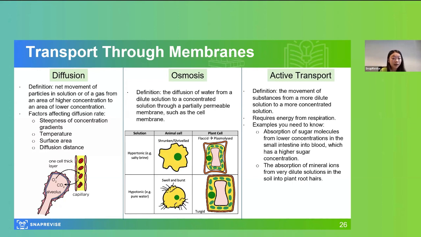Temperature works similarly. The higher the temperature, the faster the diffusion rate, because higher temperature means more energy. Surface area, similar again. The larger the surface area, the higher the diffusion rate. Diffusion distance is the opposite. The shorter the diffusion distance, the higher the diffusion rate.